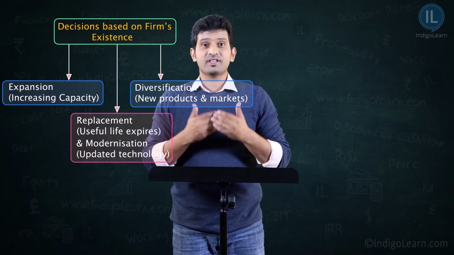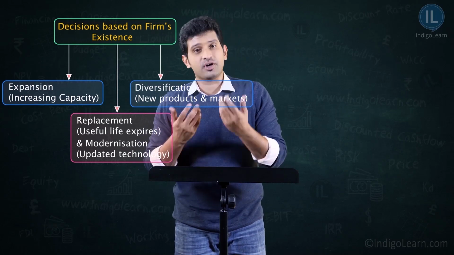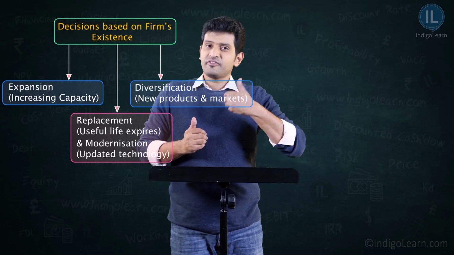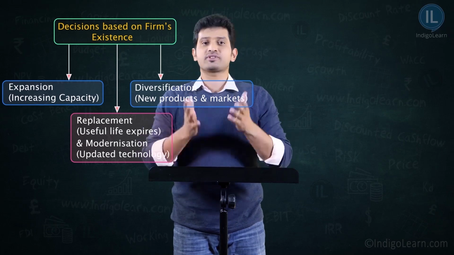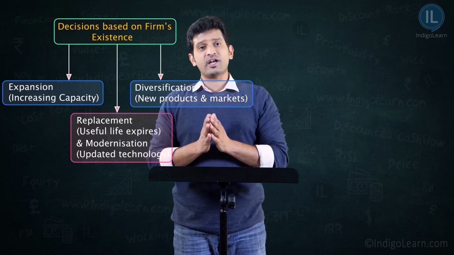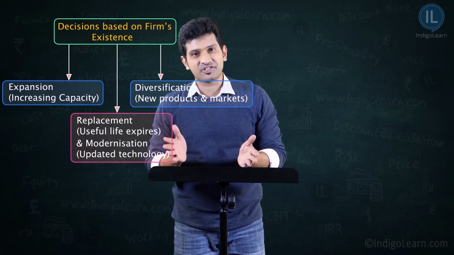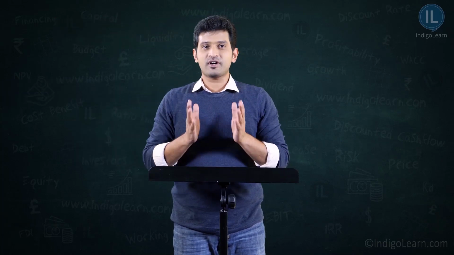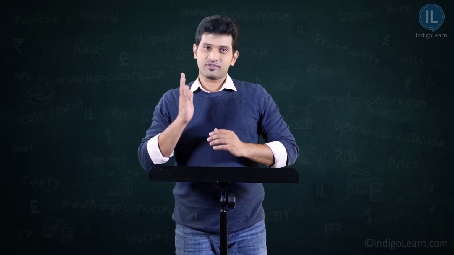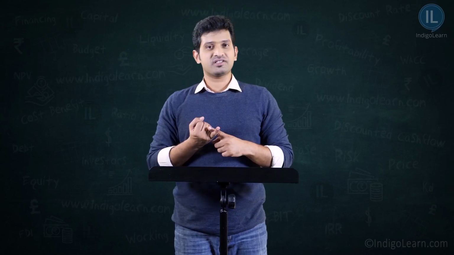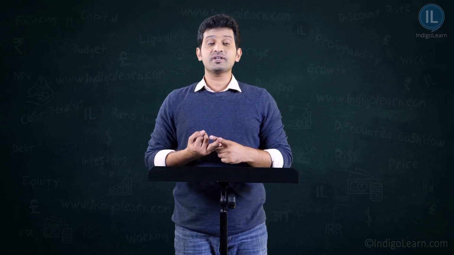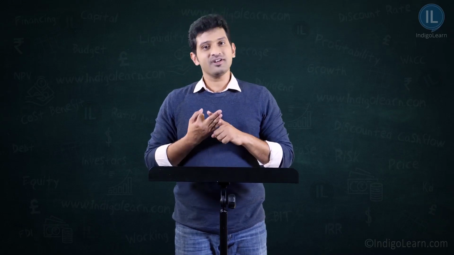Now it will make a decision whether to enter the jewelry market, what the possibilities are, and whether it should enter. If it enters, what are the corresponding cash inflows and cash outflows? Any decision to enter into a new product line or a new market is called a diversification decision. Based on the firm's existence, we have seen three types of decisions: 1, replacement and modernization decision; 2, expansion decision; and 3, diversification decision.